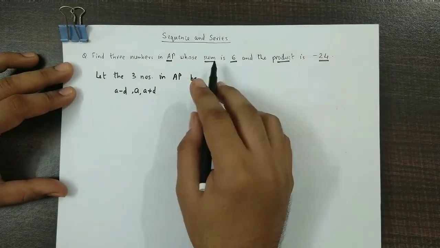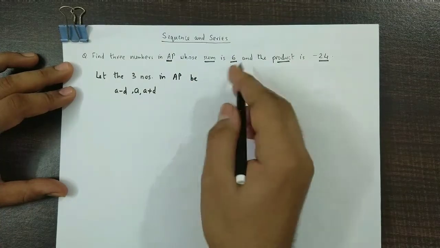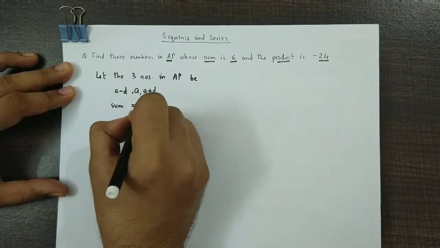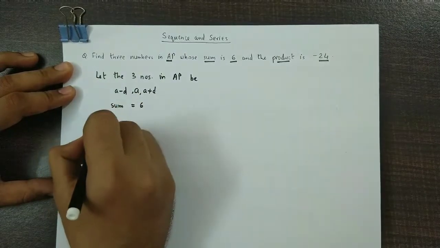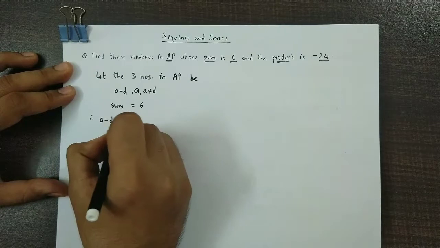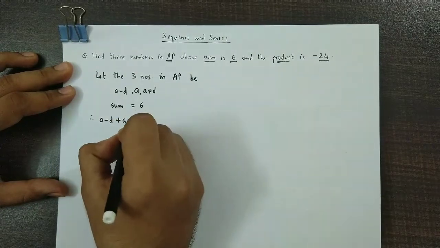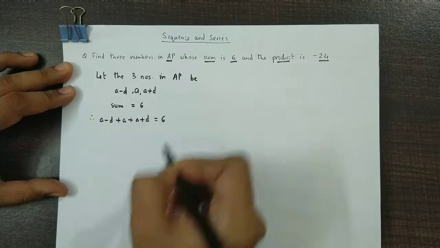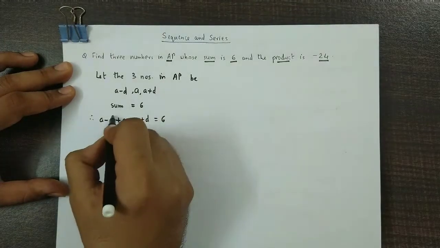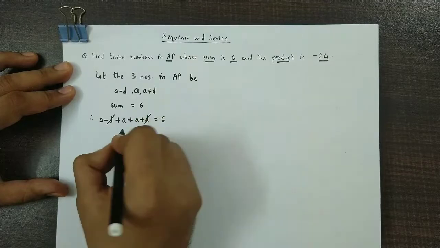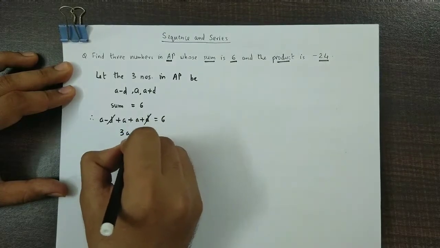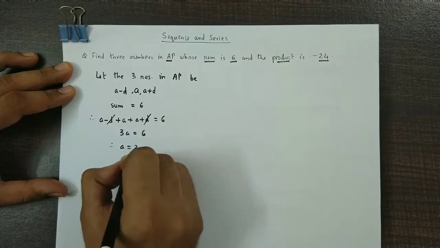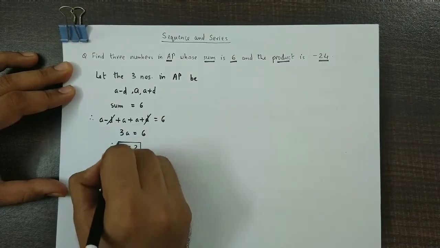Now the first condition is the sum of these numbers is 6. Right, so they have mentioned that the sum is equal to 6. So therefore, A minus D plus A plus A plus D is equal to 6. Now D gets cancelled out. So we have 3A is equal to 6. Therefore, the value of A is equal to 2.